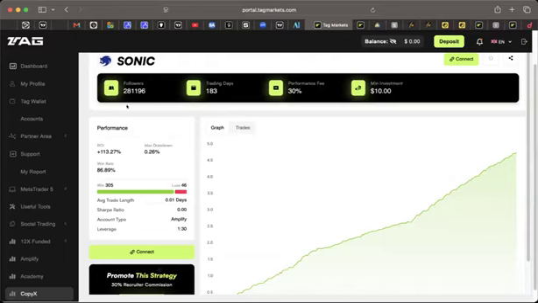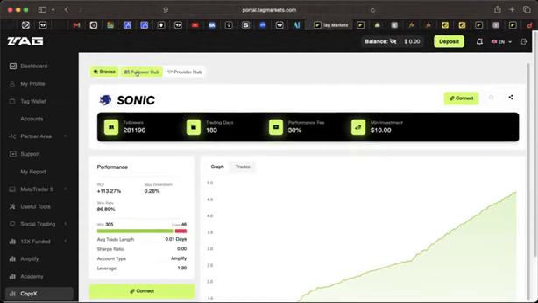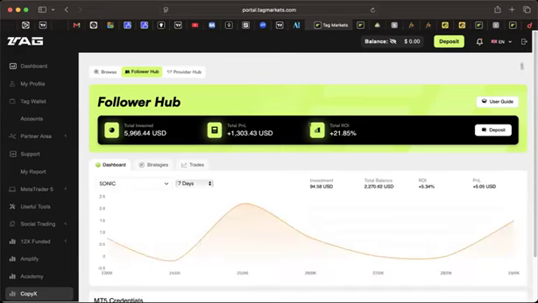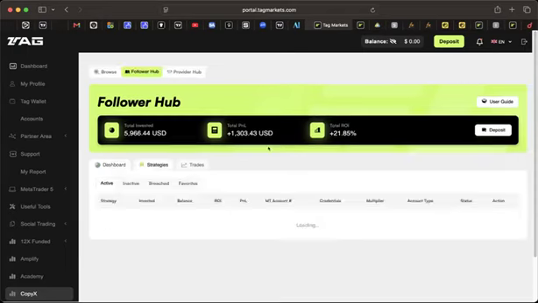Now, the total number of followers who have copied Sonic because of their profitability is about 281,196. It's increasing day by day. Of course, we have other strategies. Now, if I come over here and go to follower hub, you see I was telling you about the money that has been made and all of that, and 30% has been taken.